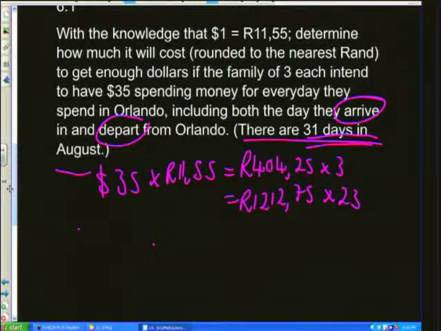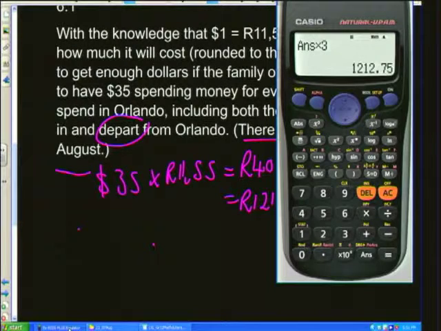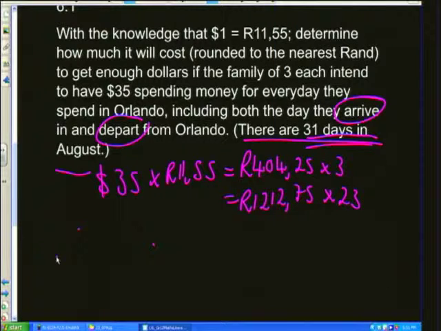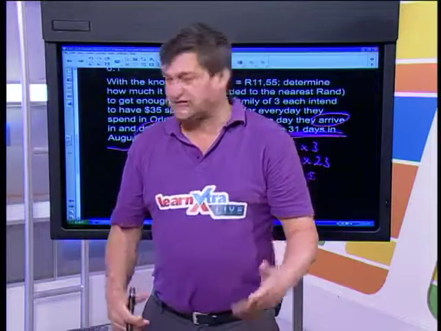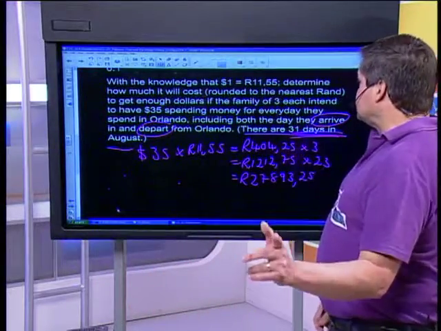Out comes my calculator. I'm not doing it in my head because my head's too small. Times 23 equals, voila, 27,893 Rand, and how many cents was it? And 25 cents. That's a lot of money. That's a whack load of money, hey? That's scary. For only $35 a day. But have we answered the question?